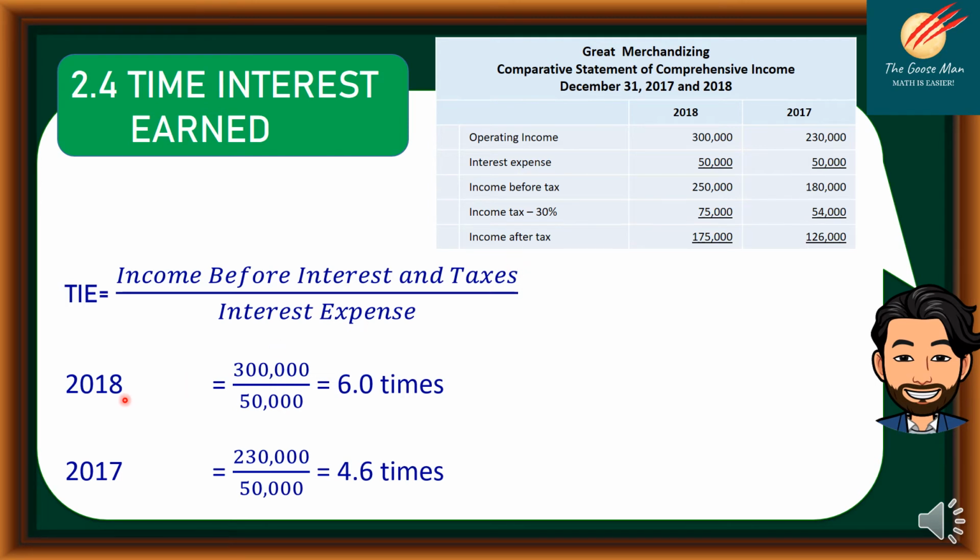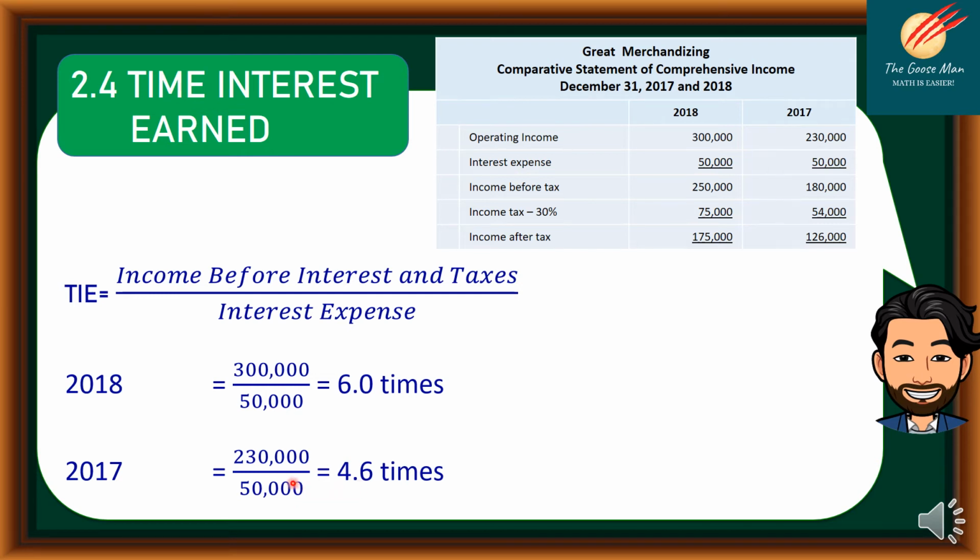For 2018, we have 300,000 divided by 50,000, so this is equal to 6 times. While 2017, this is the same as 230,000 divided by 50,000. So we have 4.6 times.